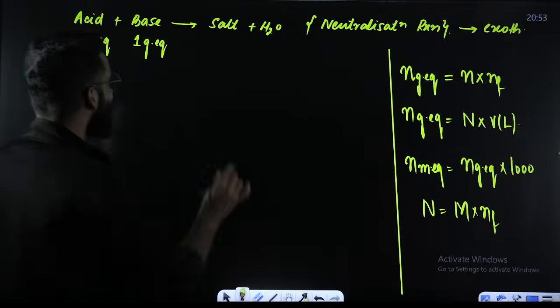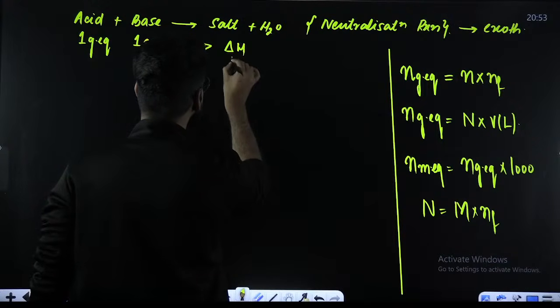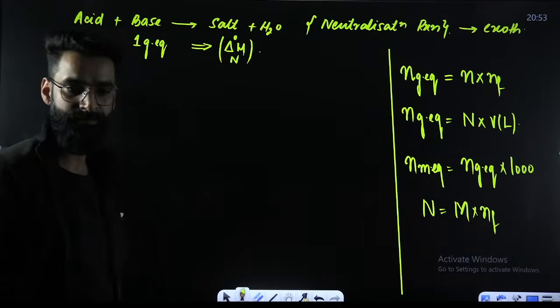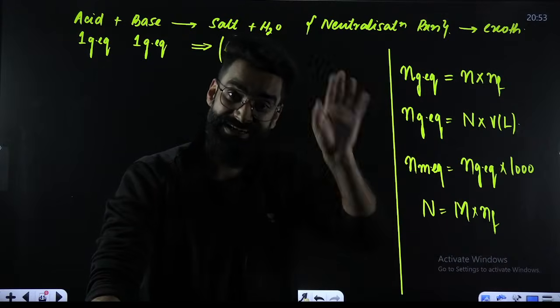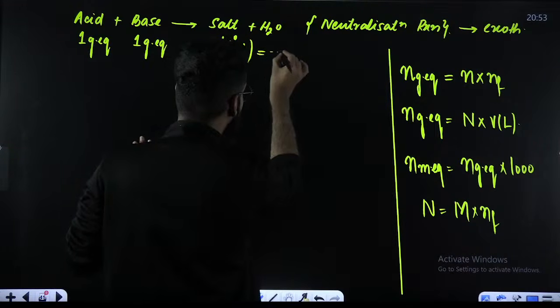The amount of heat released at that point of time is something which you call enthalpy of neutralization. So what is enthalpy of neutralization? Since neutralization is always exothermic, heat is always released. So that's why the enthalpy of neutralization value is always negative.